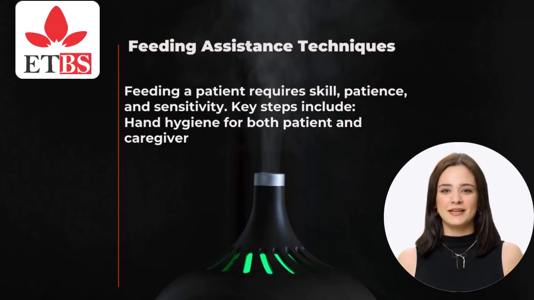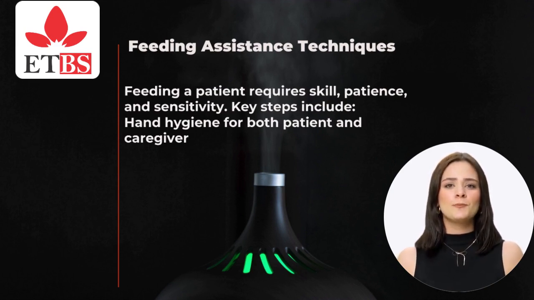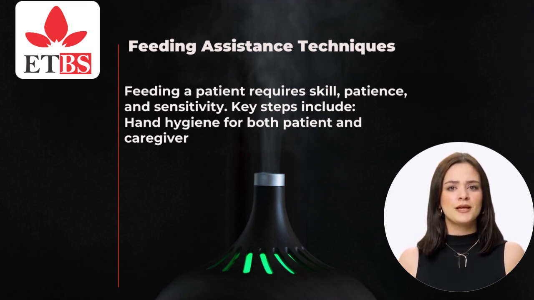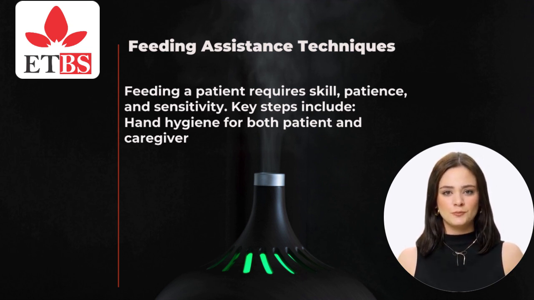Feeding assistance techniques. Feeding a patient requires skill, patience, and sensitivity. Key steps include hand hygiene for both patient and caregiver. Position patient upright, minimum 45 to 90 degrees, to avoid aspiration. Ensure proper dentures or oral cleaning before feeding. Present food attractively, using small portions. Feed slowly, using small spoonfuls. Allow time for chewing and swallowing.